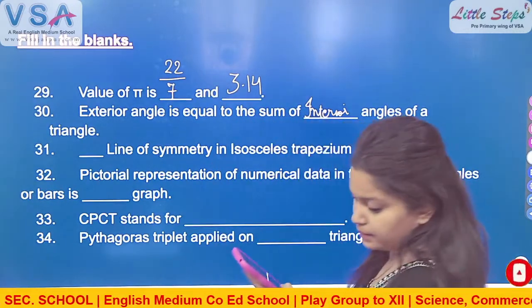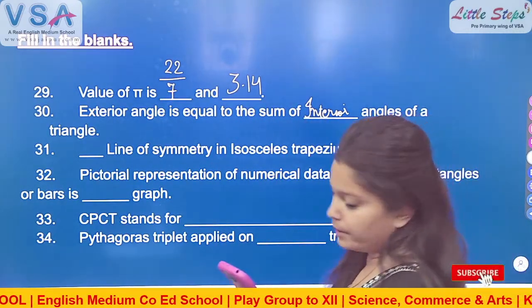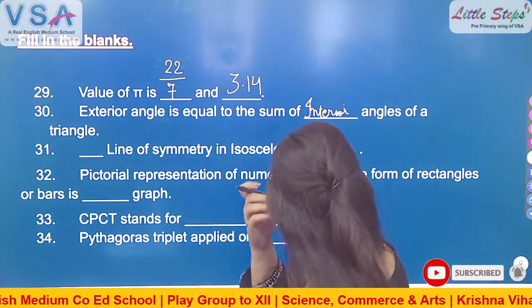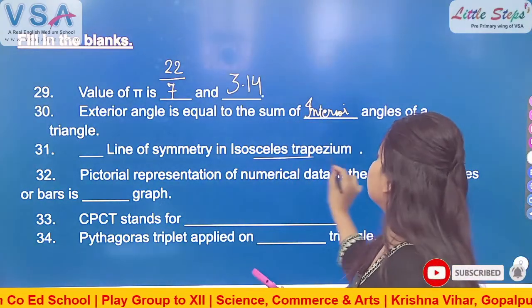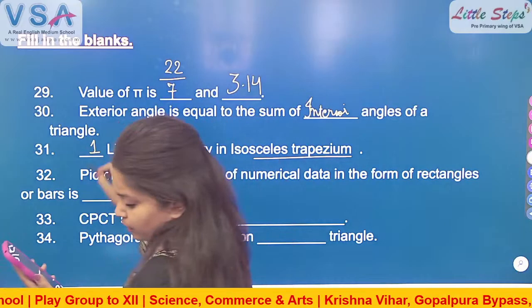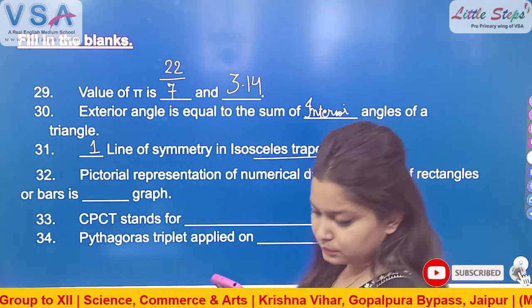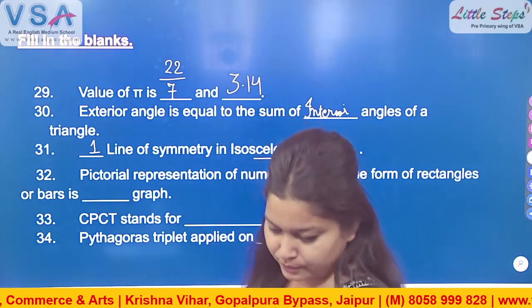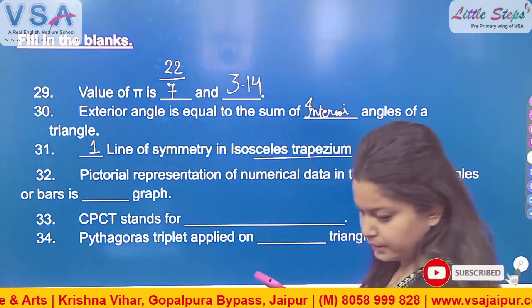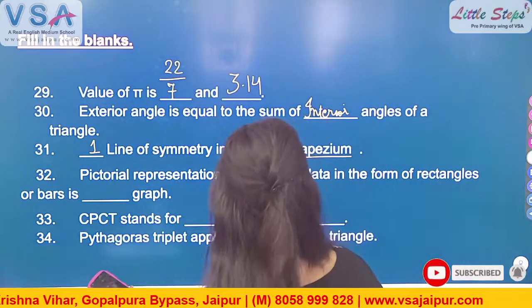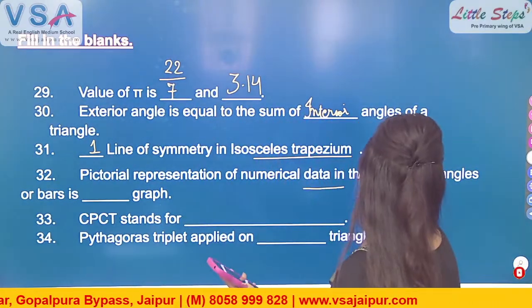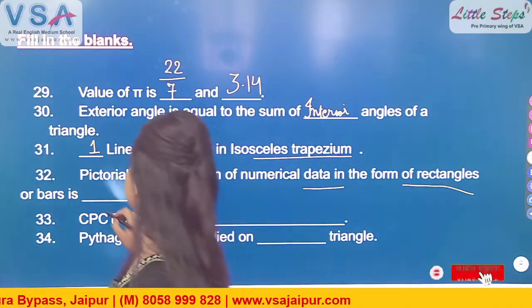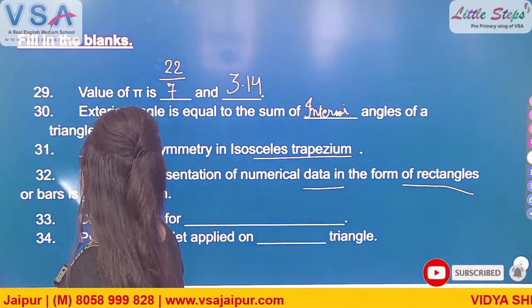Okay. Abhay has given the right answer, 9. Good, Abhay. Line of symmetry in an isosceles trapezium. How many lines of symmetry does an isosceles trapezium have? 1. Vidyut, you also joined, but you are not replying with the answers. Okay, thank you, Abhay. Pictorial representation of numerical data in the form of rectangles or bars is a bar graph.